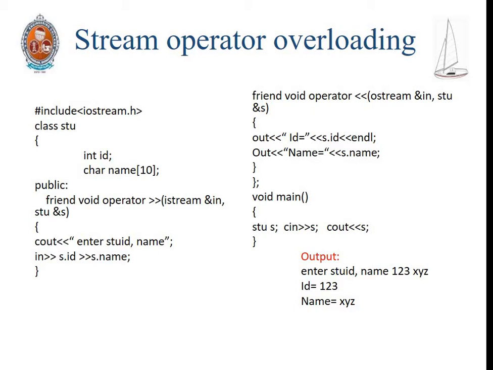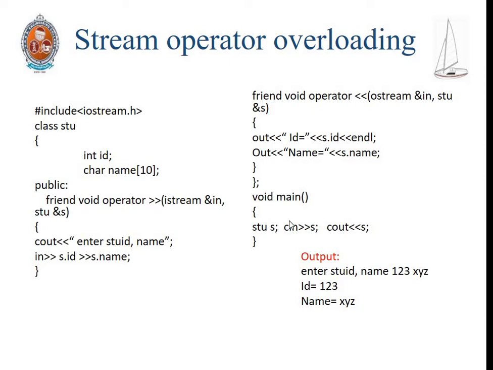The ampersand i is a reference object, and student is a user defined class, and the reference object is s. In this function it reads the values, and instead of cin we are writing in, because it is a reference object. In the same way for the insertion operator also, instead of cout we are writing out.